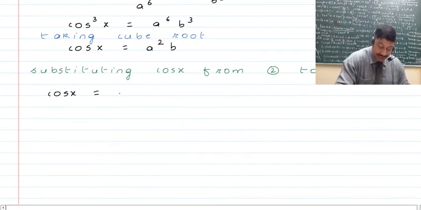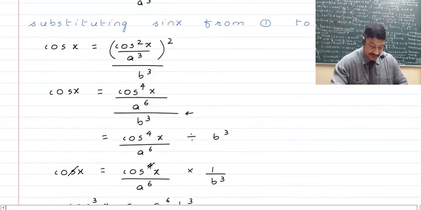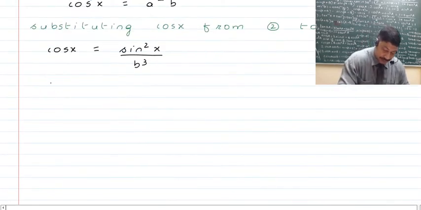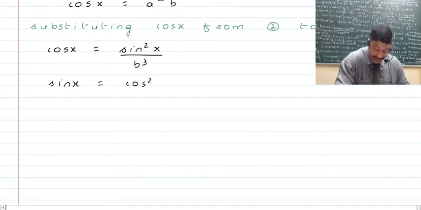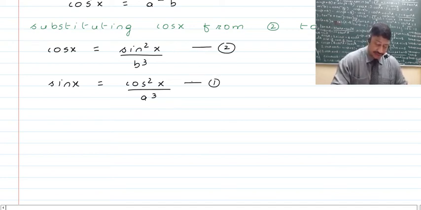Cos x is equal to sin square x upon b cube, and then we write the first equation, that is sin x is equal to cos square x upon a cube. Now this, children, is the first equation, and the above was the second equation. Now we require to substitute this value of cos x in the first equation.